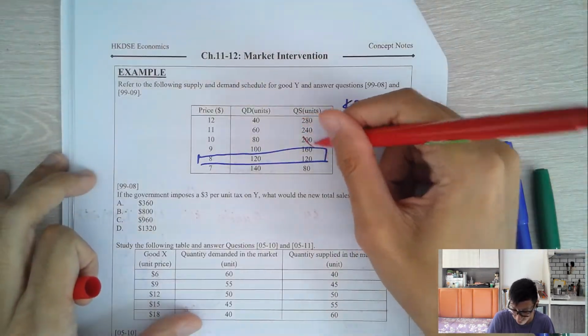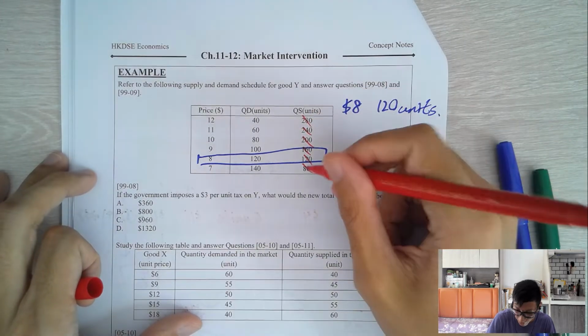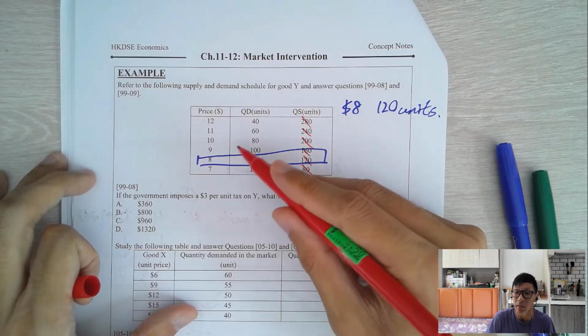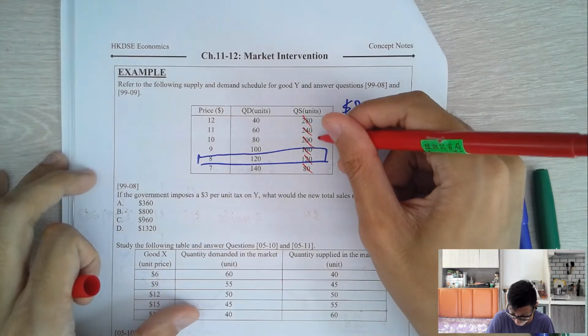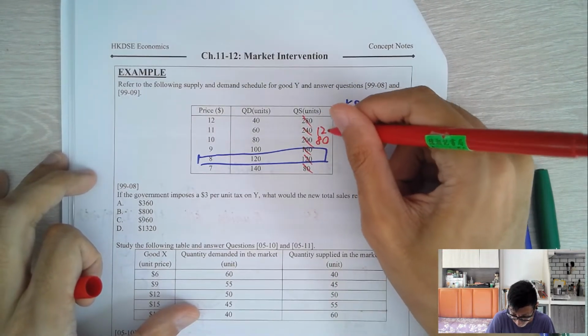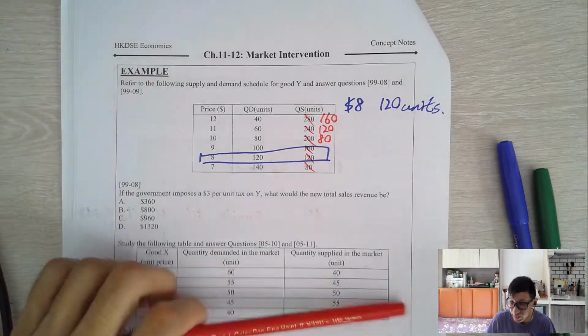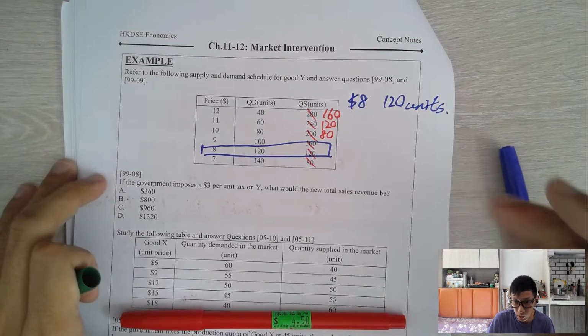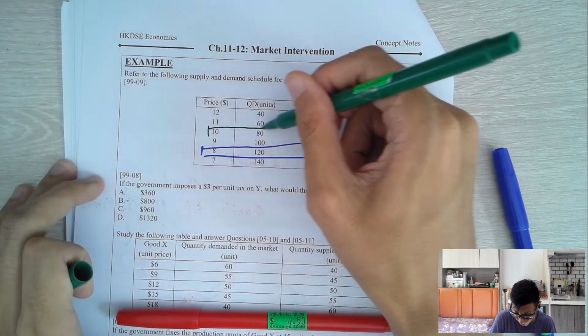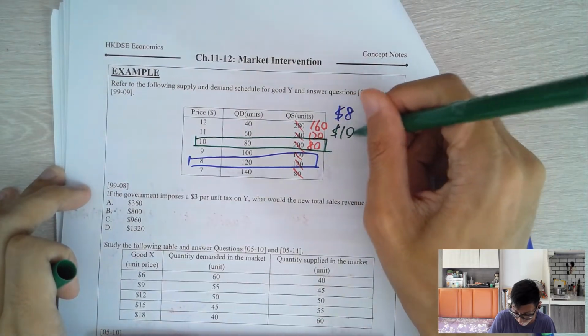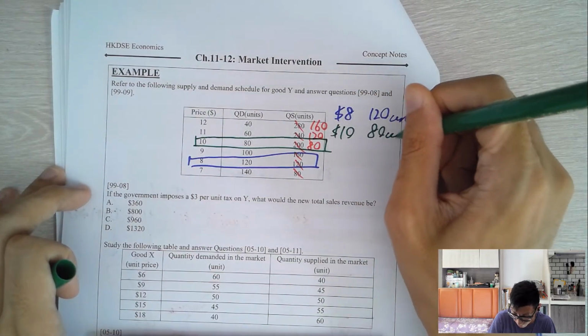Therefore, this one: 80原先7蚊80件，而家要加3蚊，10蚊80件。This one 80, 120, 160 etc. We can see that the new equilibrium becomes $10, 80 units.